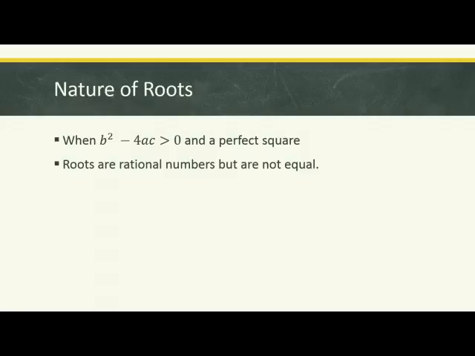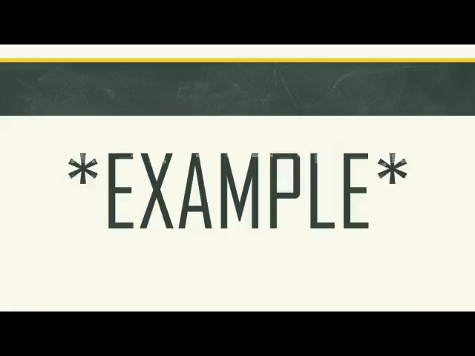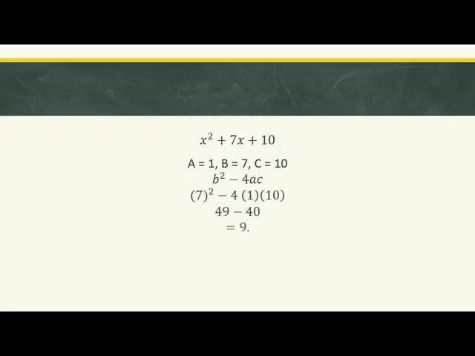When b squared minus 4ac is greater than 0 and a perfect square, then the roots are rational numbers but are not equal. Example: determine the roots of x squared plus 7x plus 10 equals 0. In the equation, the values of a, b, and c are 1, 7, and 10 respectively. Use these values to evaluate b squared minus 4ac. After evaluating, you get 49 minus 40, which is 9.